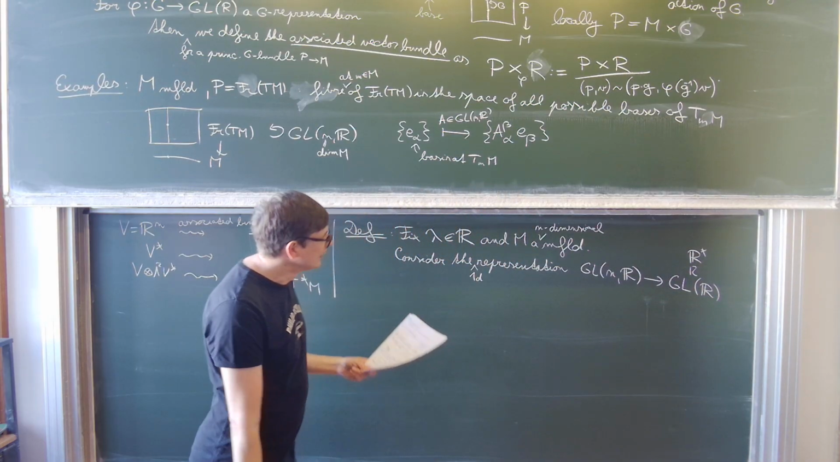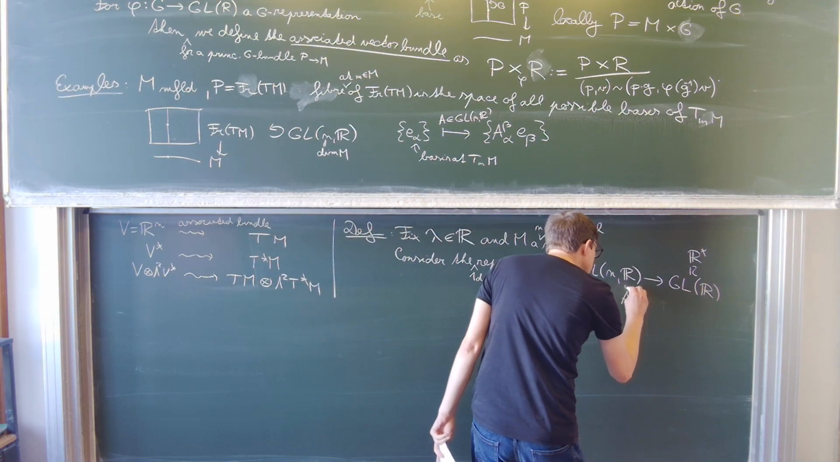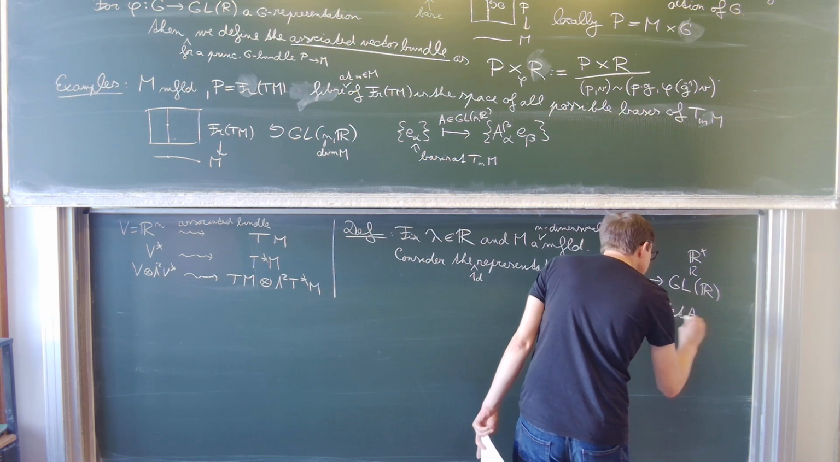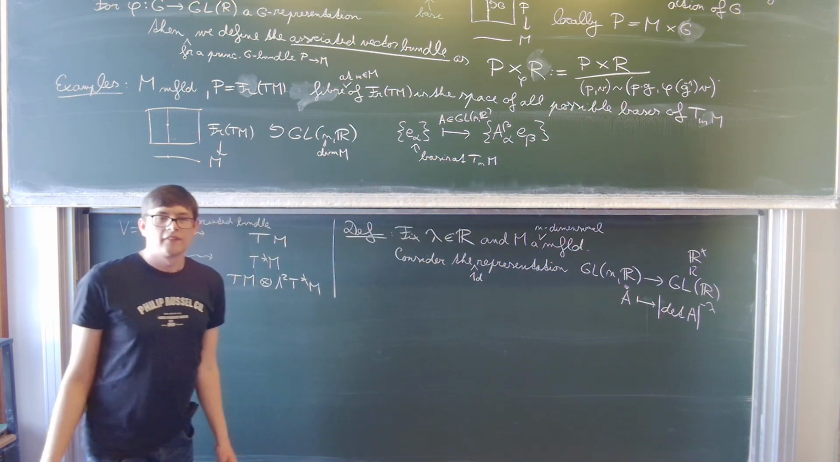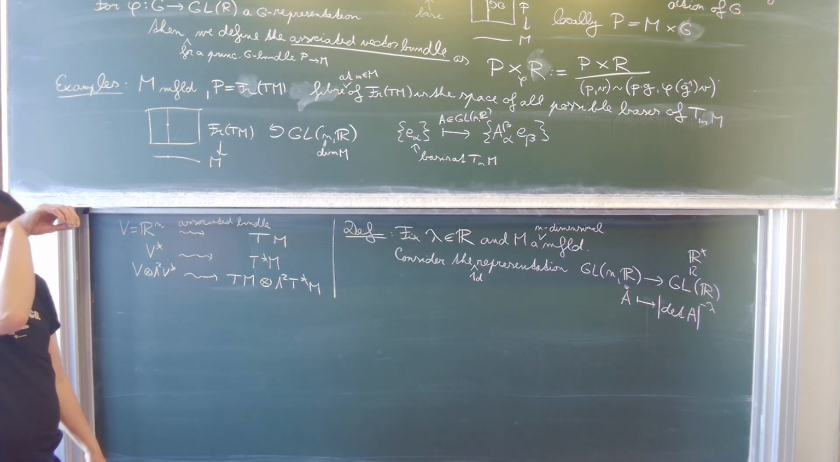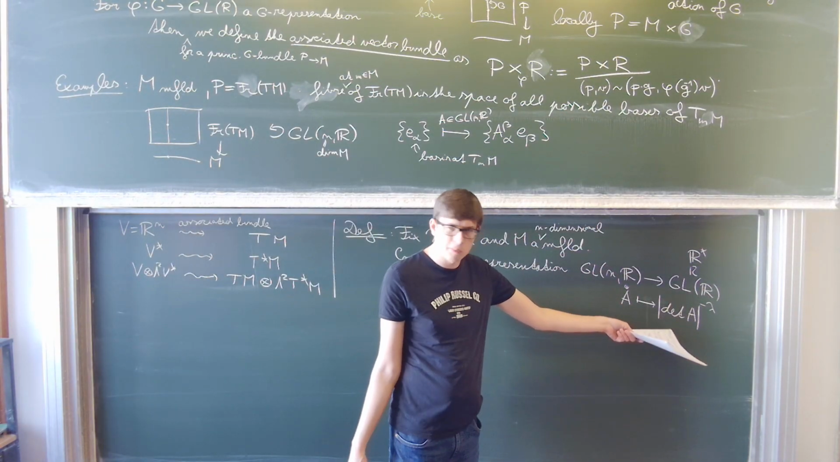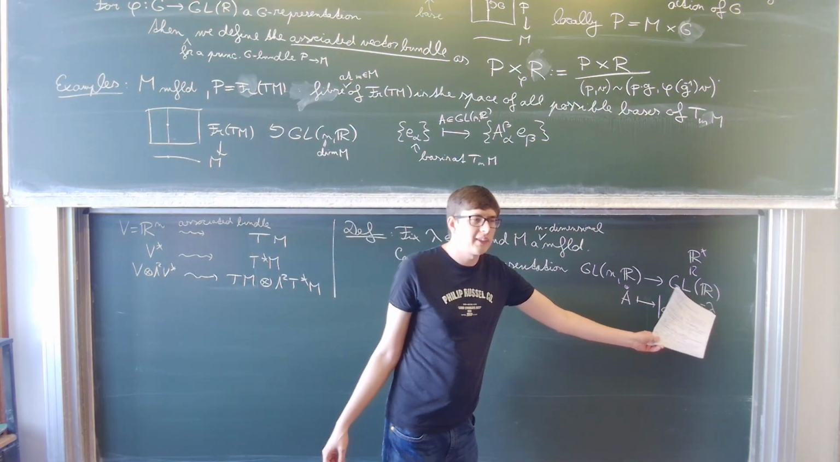It's a one-dimensional representation, and I take it to be that if I take an element A in here, then I take the absolute value of the determinant of A, and then I take the power of minus lambda. It's clearly a representation because the determinant is multiplicative, the absolute value is also famously multiplicative, and the power of lambda is also multiplicative.